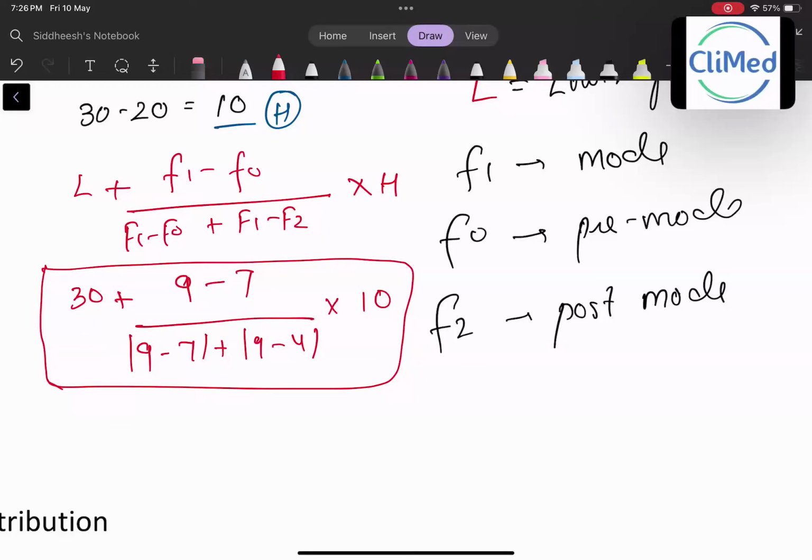Yes. Good, Arun. Yes, correct. The answer is 32.8. So this is your mode for the class interval data, or mode for the group data.